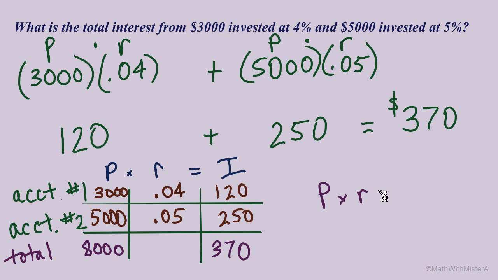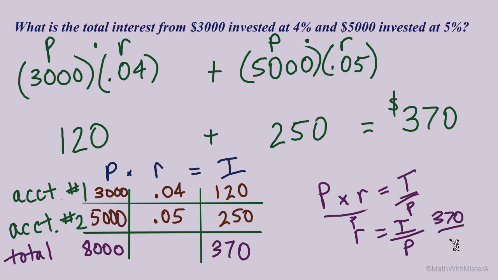Principal times rate equals the interest. So if we're trying to find the rate, we can solve this formula for R. Divide both sides by P. So the interest rate would be the amount of interest divided by the principal. We're basically saying what fraction of the total principal, $8,000, is this part that we calculated, 370. And then we'll change that into a percent. The result is an interest rate of 4.625.